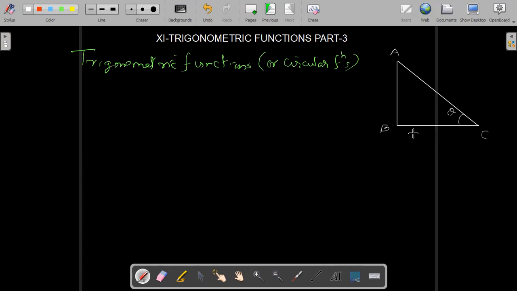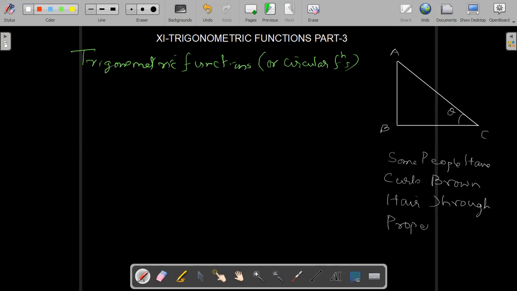And I told you in class 10 that you have to remember one sentence: some people have curly brown hair through proper brushing. If you remember this sentence, you can remember all the formulas.